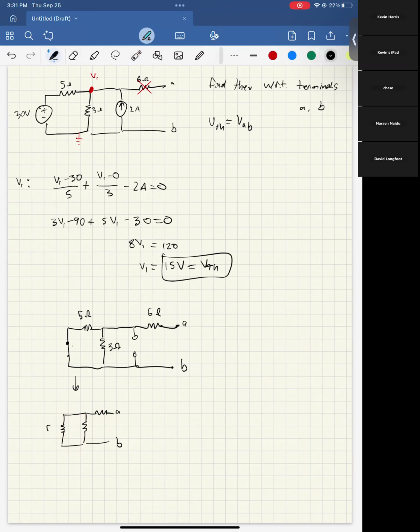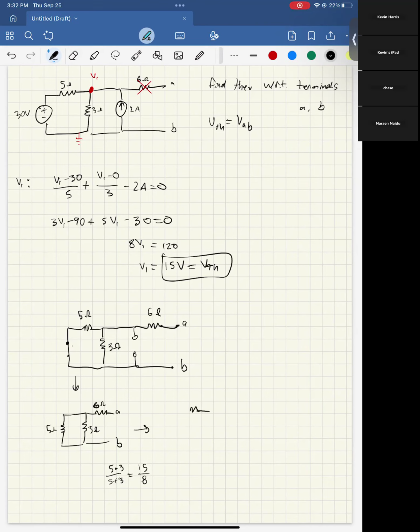So we got 5 ohms and 3 ohms and 6 ohms. So first off, I'll combine the 5 and the 3. 5 times 3 over 5 plus 3. That's going to be 15 over 8, which is not a nice number, so I will just leave it written as 15 over 8.